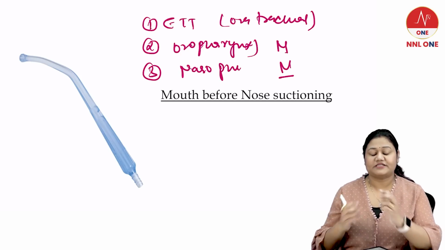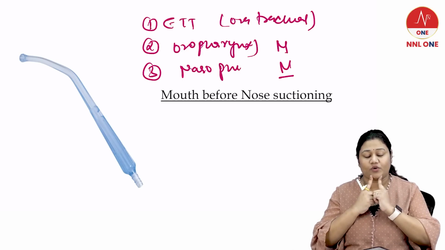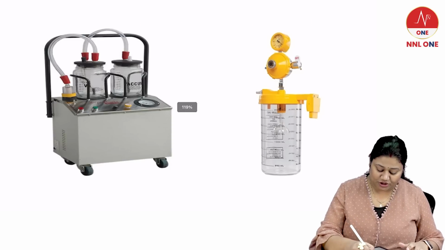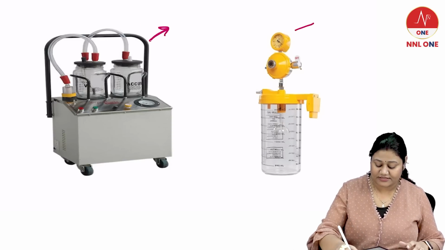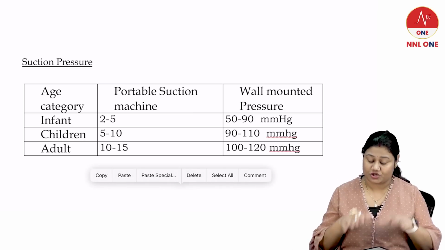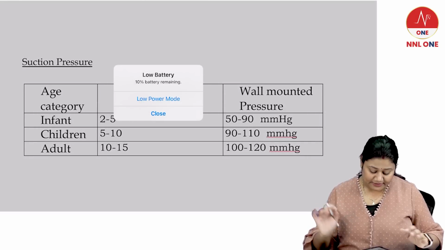You can remember, first you have to do the ET tube suctioning, then oral suctioning, oral cavity, then nasal cavity suctioning, right? Then this is your suction machine. This is your portable suction machine. This is your wall mounted suction machine. What we need to remember is the suction pressure, portable suction pressure and wall mounted suction pressure, right?